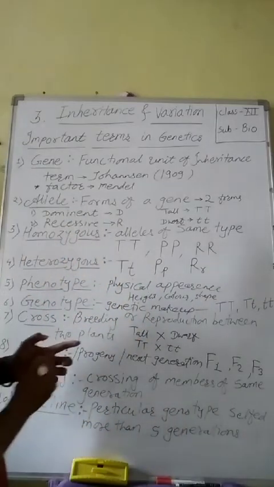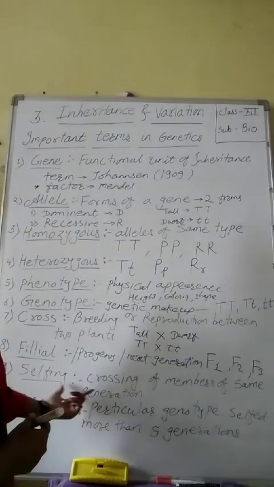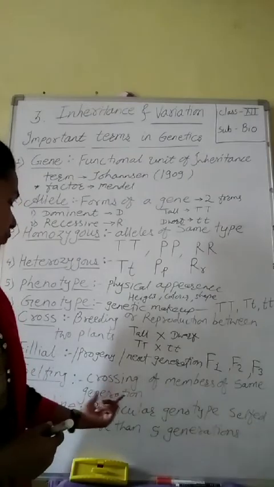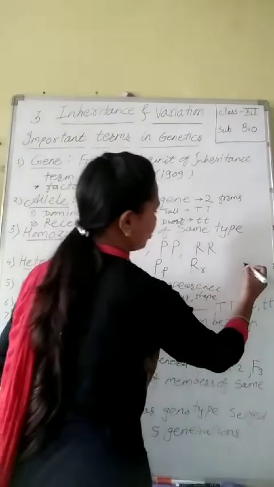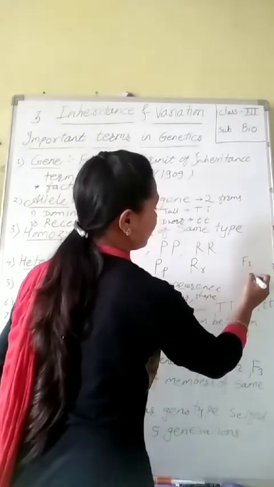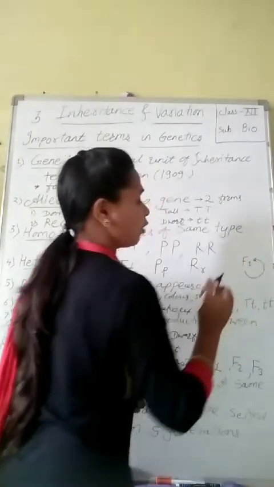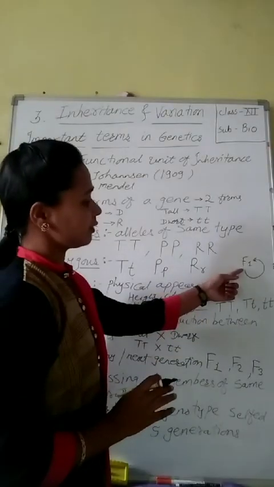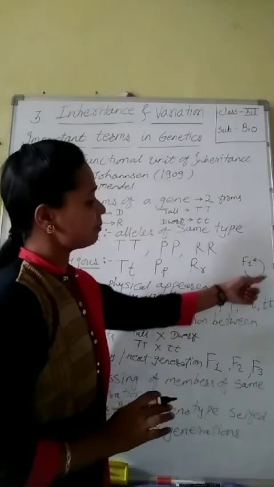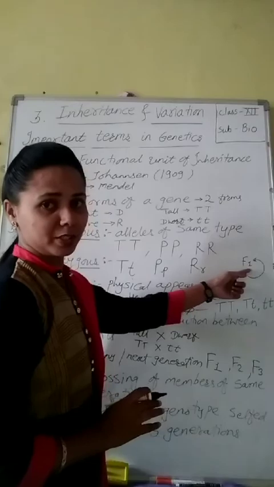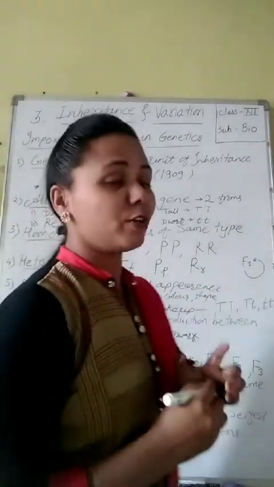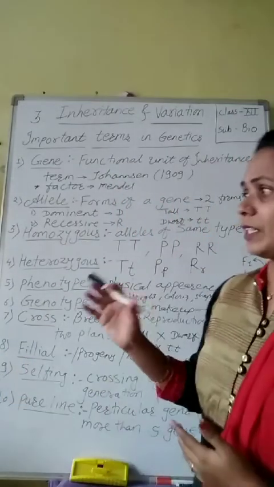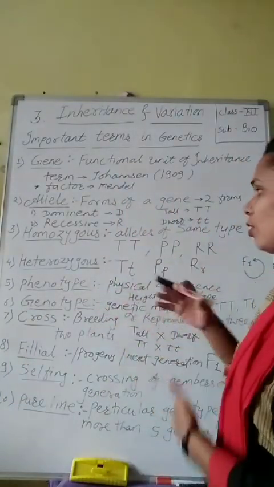Okay, what does selfing mean? Crossing of members of the same generation. What is selfing? F1 generation is there. Suppose F1 generation is there, and we are crossing whatever product was there, means whatever gametes are there, we are crossing them again with the F1 generation. Okay, so this is about selfing. So crossing of the same generation, whichever generation is there, it is crossed with the same one, so that is selfing.